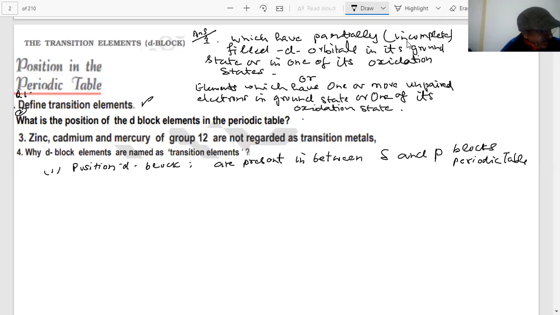An interesting thing, students: zinc, cadmium and mercury are not regarded as transition elements. Important question. This is the answer to question 2. Question 3, students: zinc, cadmium, mercury of group 12 are not regarded as transition elements. What is the reason for that?